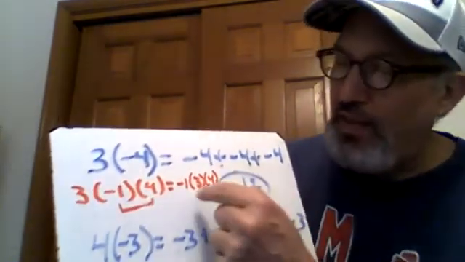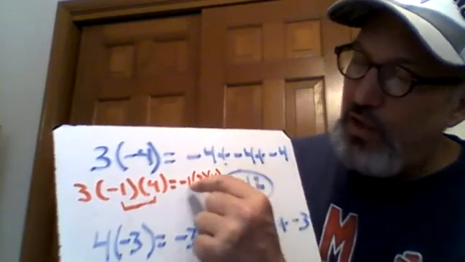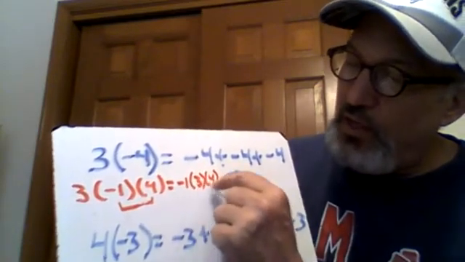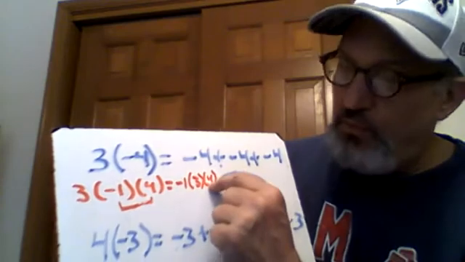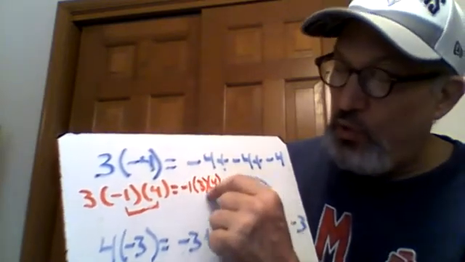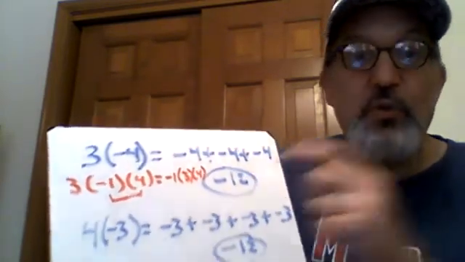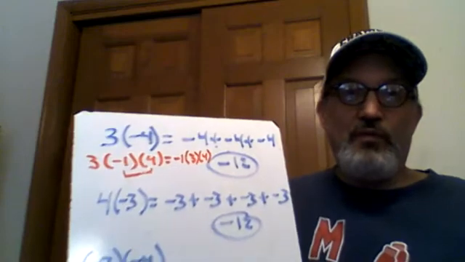I'm not going to rewrite that. It's right here, negative 12. Negative 1 times 3 times 4. 3 times 4 is 12, and negative 1 times 12 is negative 12, the opposite of 12, which we have proven in a previous video.